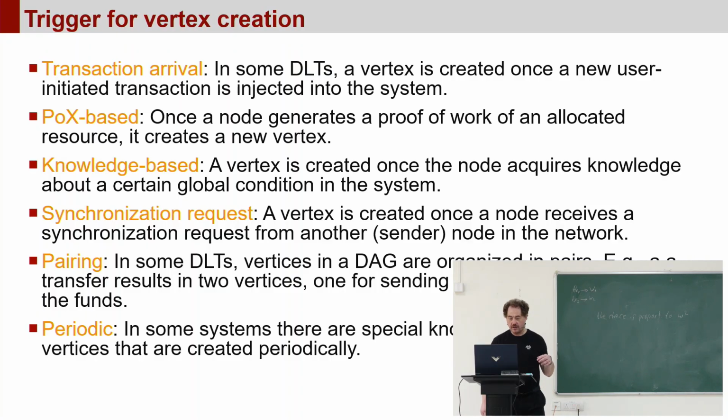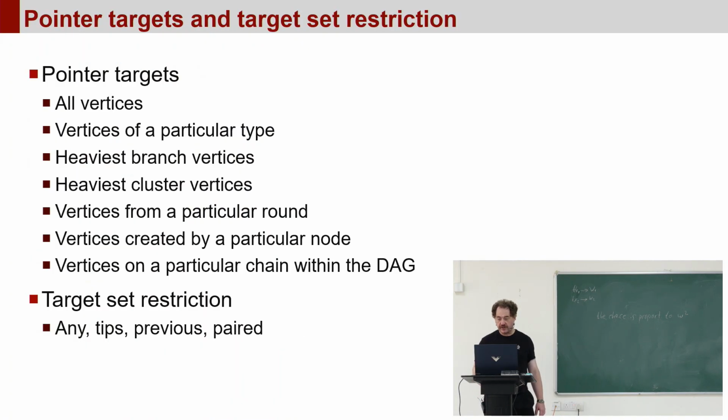Synchronization request. A vertex is created when a node receives a synchronization request from another node in the network. Periodic. In some systems, there are special knowledge consolidation vertices that are created periodically. And finally, pairing. In some DLTs, vertices in a DAG are organized in pairs. For example, a transfer may result in two vertices, one for sending and another for receiving the funds. So far, it's very abstract, but we'll take a look at some systems soon.